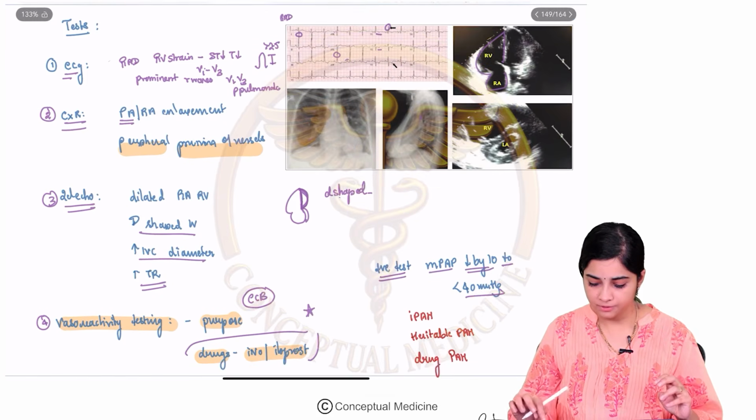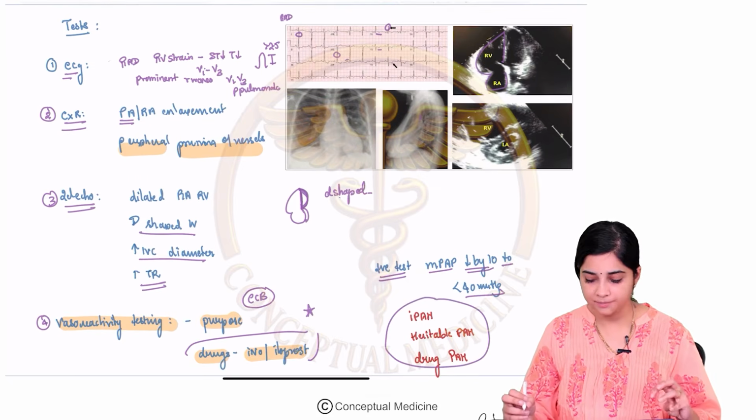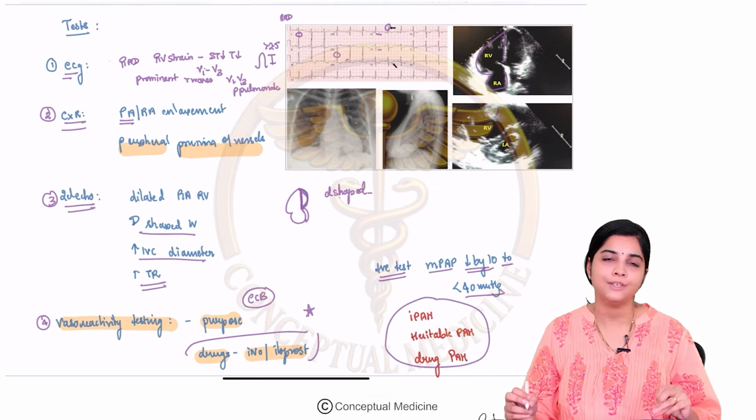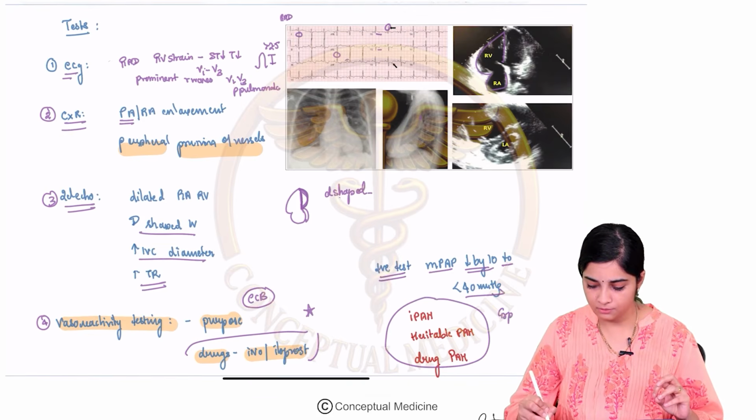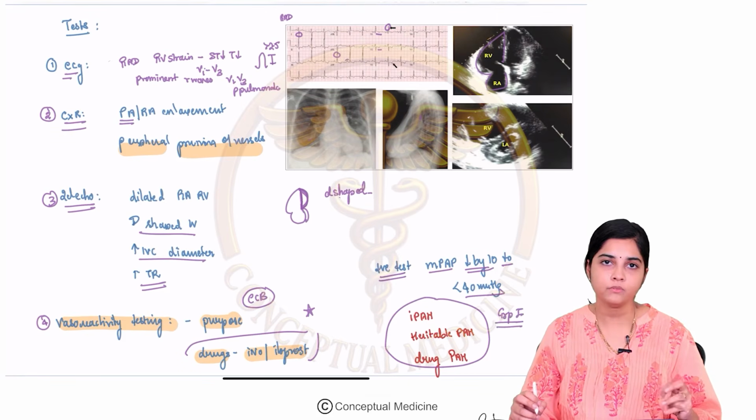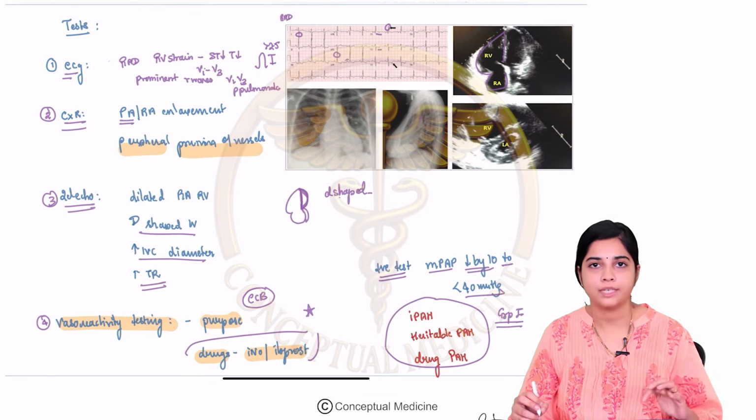Okay. So which group of disorders are vasoreactivity testing positive? They are your idiopathic PAH, your heritable PAH and your drug-induced PAH, which is basically your group 1 WHO classification. Okay. So this is about your vasoreactivity testing.